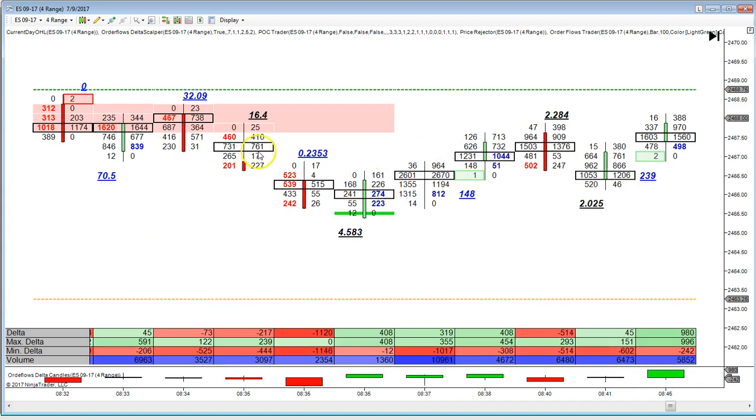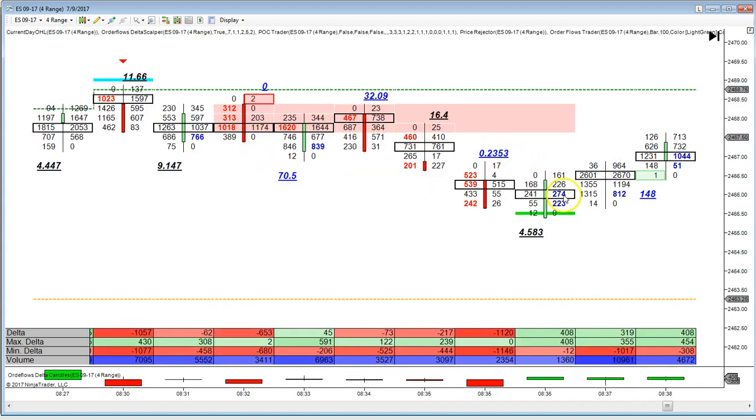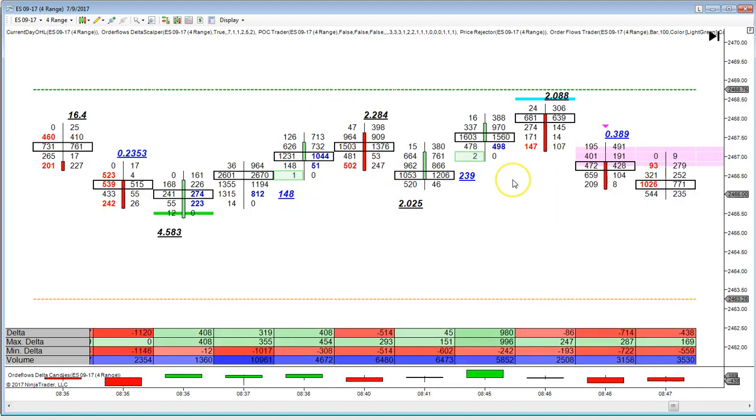Okay, so did this work? Not really. You got a little bit of a sell-off. It's not the greatest move from this stacked selling imbalance. It's maybe a point you can get out of it before you start realizing that we're coming back up.